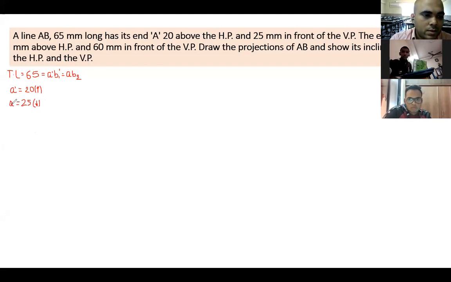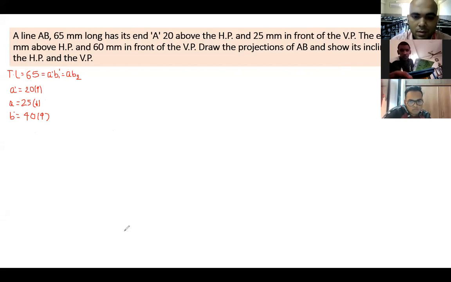Going further, in the question they have mentioned that end B is 40 mm above HP. That is your B dash. B dash, that is 40 mm above HP. So it is 40 mm above XY line.